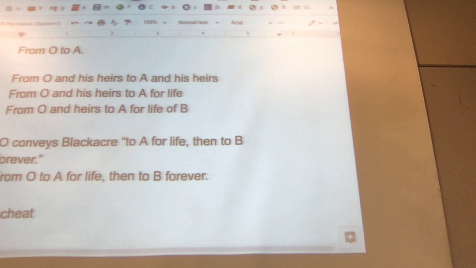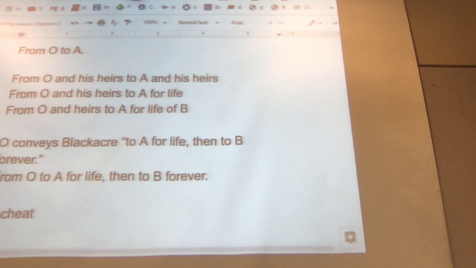Yes, exactly. You're exactly right. At the outset of this question, O has a fee simple. He has the entire bundle of sticks. He has both the present interest in Blackacre and the future interest in Blackacre. He has both of them. Everyone see that?